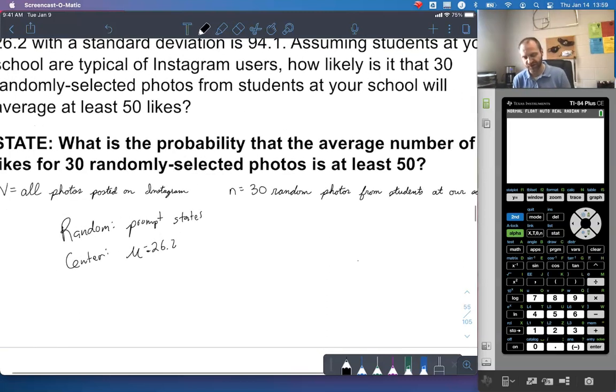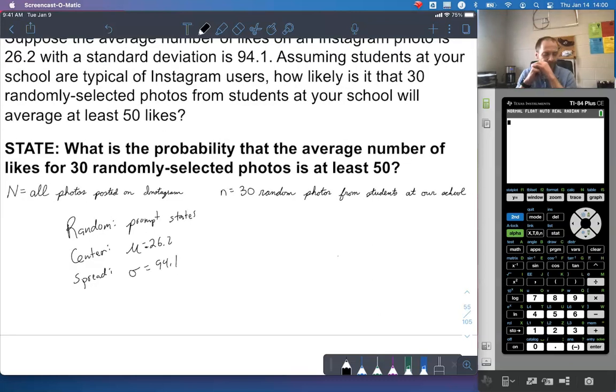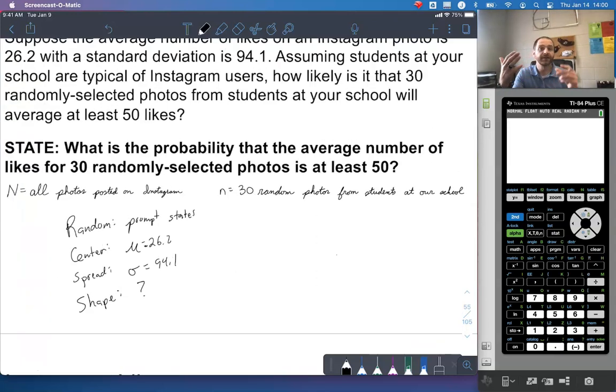What about the spread? Well, in this case, it does tell you the spread. It says that it is 94.1 likes. So I have a spread here. But does it tell you the shape? Shape, center, spread. Is it random? And these are things you want to look for throughout here.